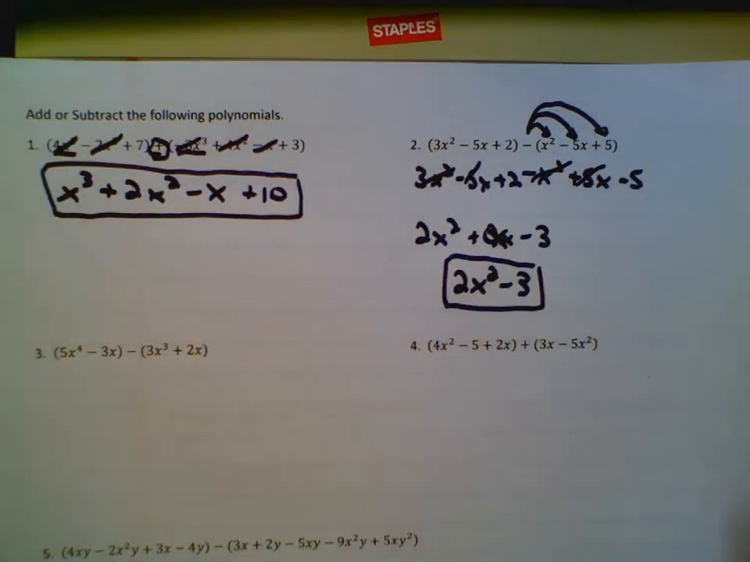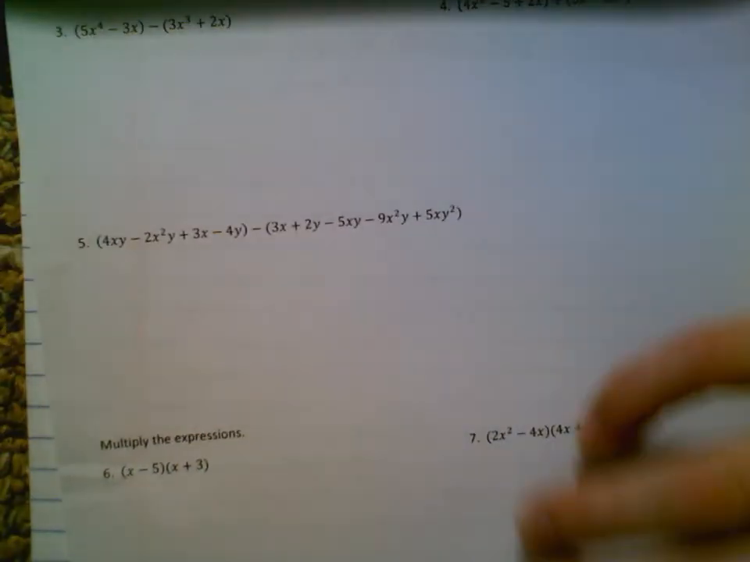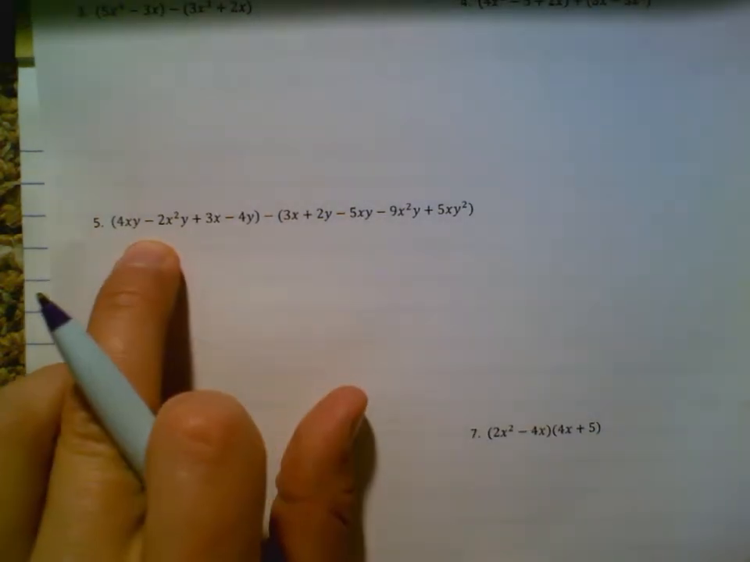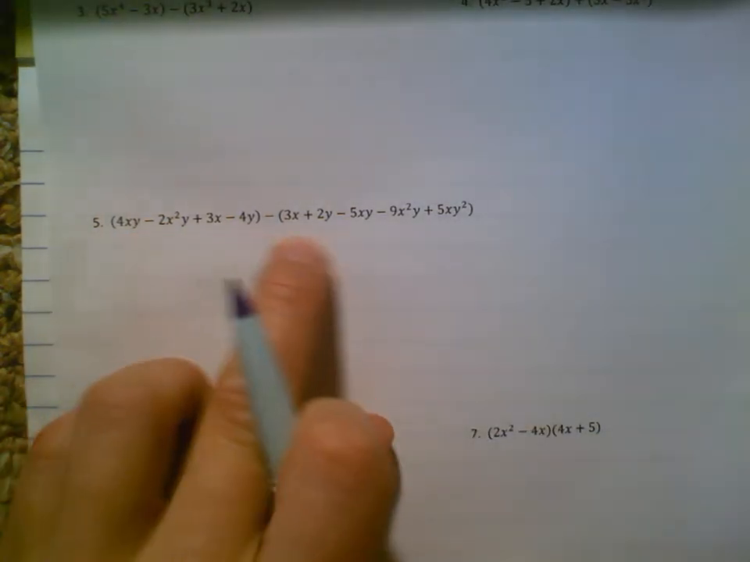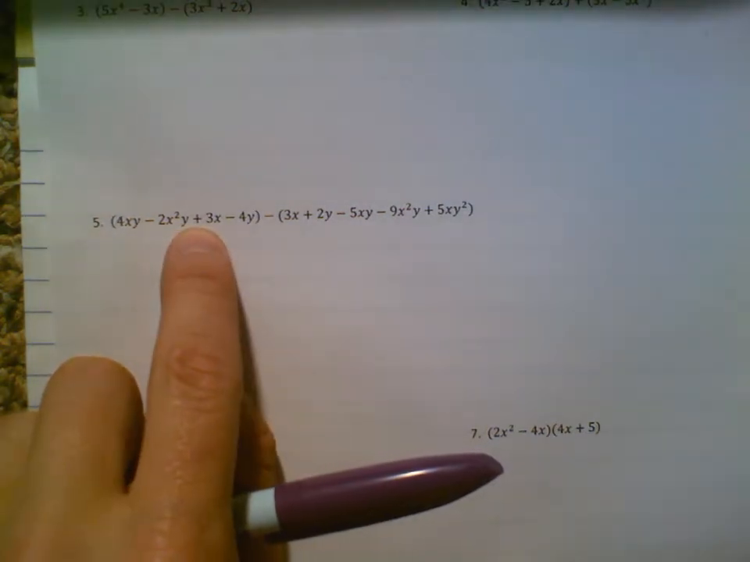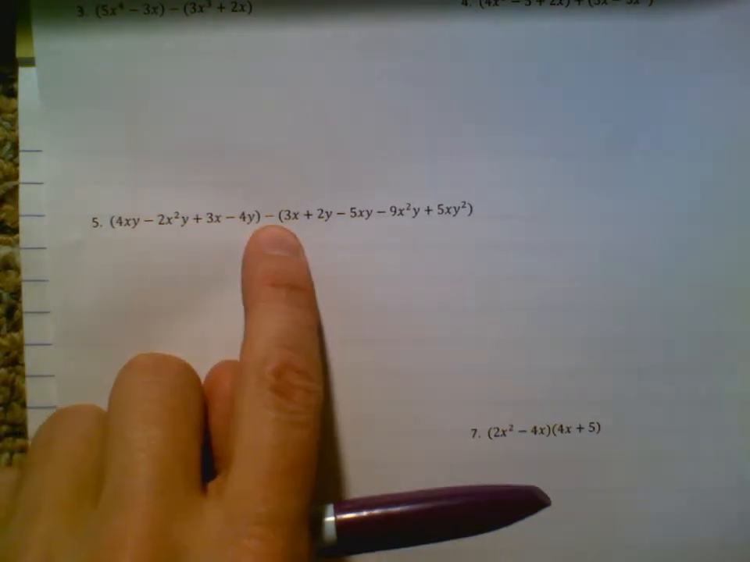All right, let's look at one last example here. Let's skip down to a little bit more challenging of a problem. Let's look at number 5. So in number 5, you'll notice I have two different variables. I have an x and a y. So it's important to remember that like terms will have not only the same variables, but the same powers on each of those variables. And we need to notice we're subtracting.